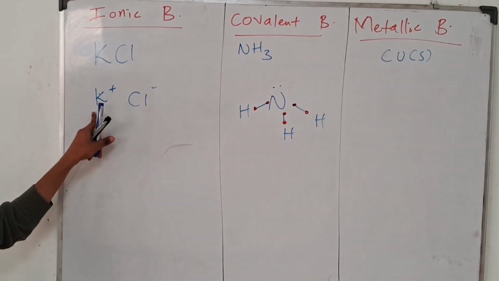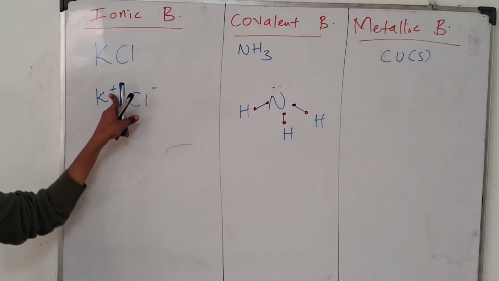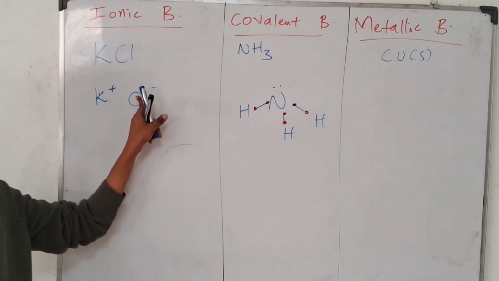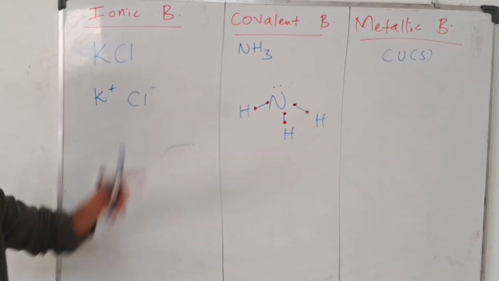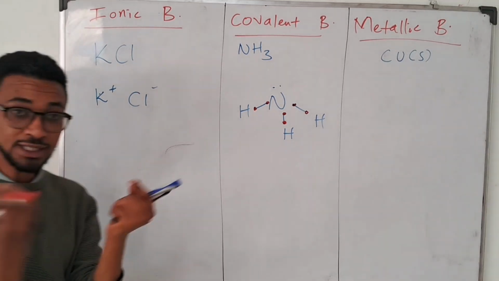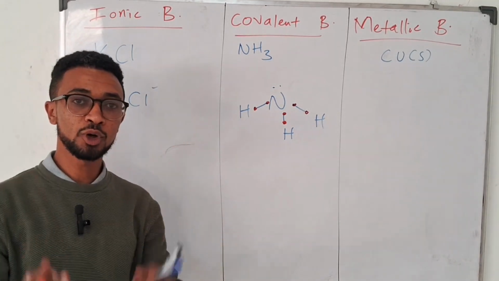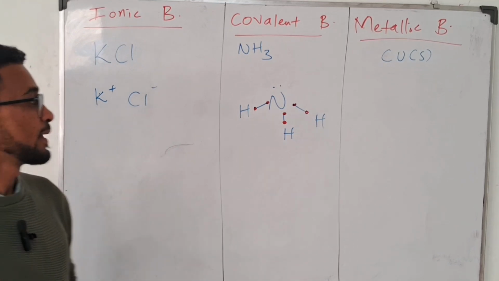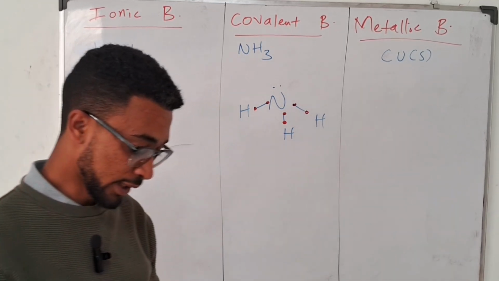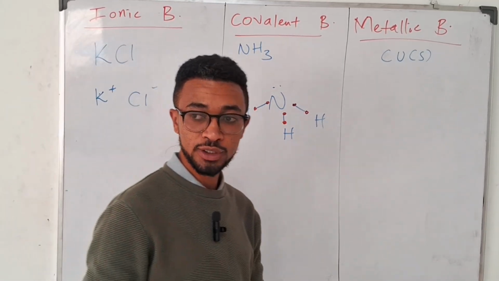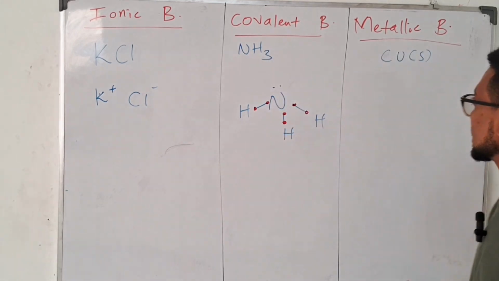So potassium will lose 1 electron and then will attain a +1 charge, and chlorine will gain 1 electron and will attain a -1 charge. So the electrostatic attraction between these two oppositely charged ions will keep potassium chloride as a compound together. Now let's look at metallic bonding. So metallic bonding is somehow different from these two types of bonds.